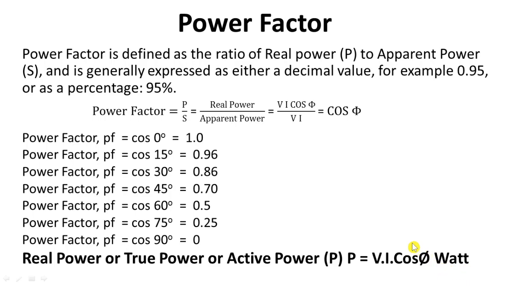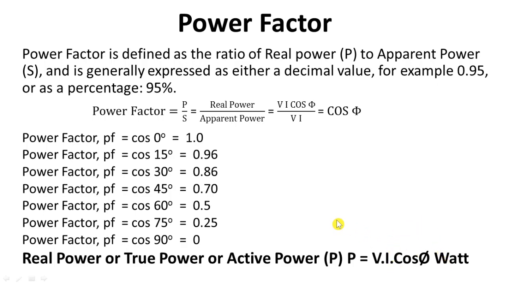But if the angle between voltage and current is 60 degrees, meaning voltage and current have a phase difference of 60 degrees, then V into I is still 100, but cos phi at 60 degrees is 0.5, so 0.5 multiplied by 100 and we get only 50 watt.